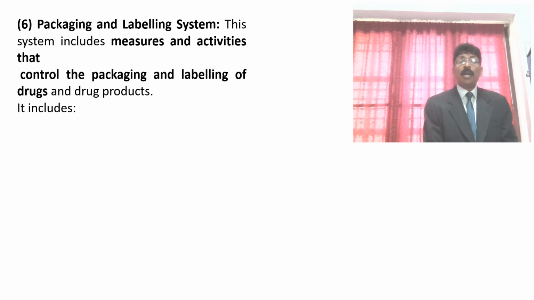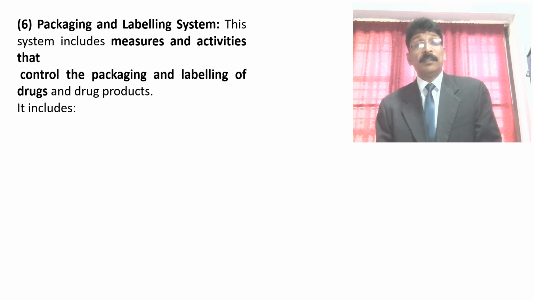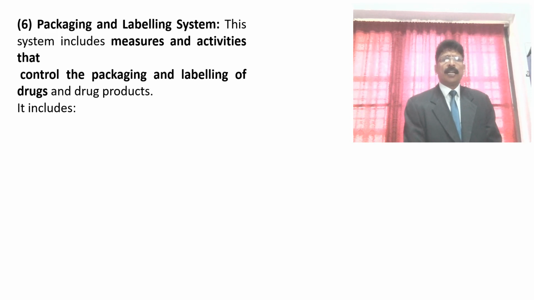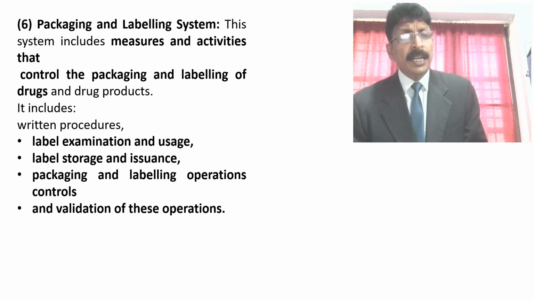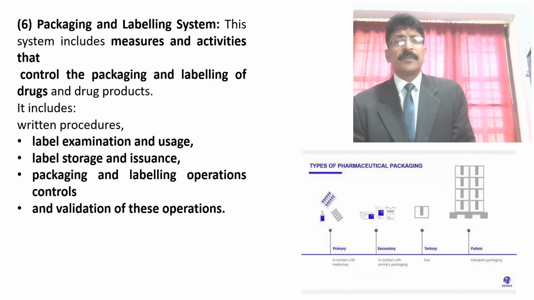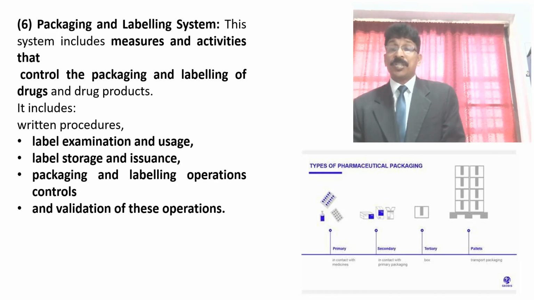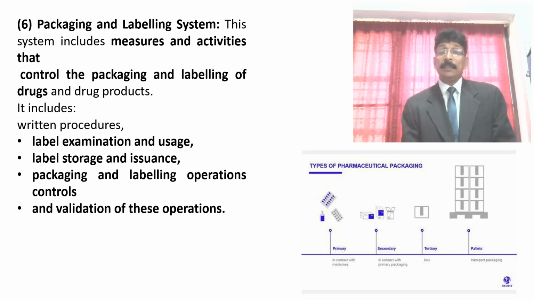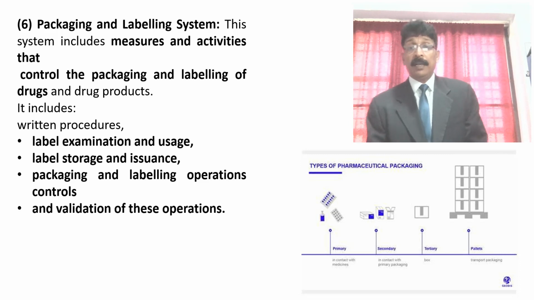The sixth one is, you can see, the packing and labeling system. This system includes measures and activities that control the packing and labeling of drugs and drug products. It includes written procedures, label examination and usage. Like you can see in the picture, different stages are there: compression of tablets or capsules, and then blister packing or paper strip packing or aluminium strip packing. Then comes the cartons, and then the cardboard box, and very large boxes it can be stored in.